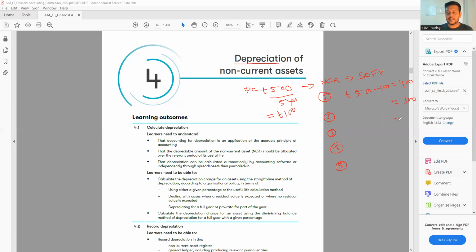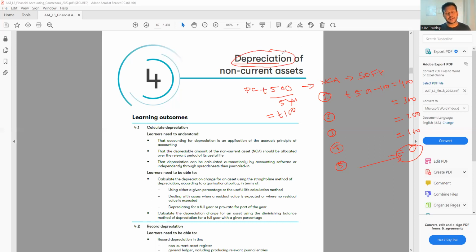At year number 3, it will be 200 remaining. End of year number 4, 100 remaining. And end of year number 5, it will be 0. So on my financial statement, this computer after 5 years will be 0, and thus it will be gone from my financial statement. And the way we do it is through depreciation.